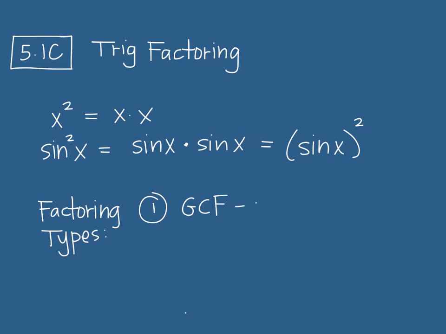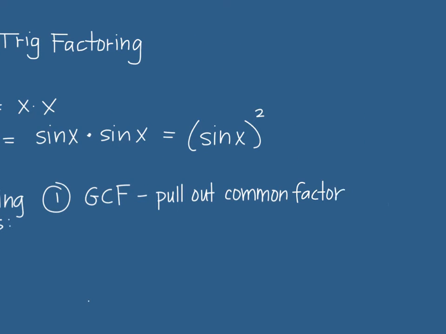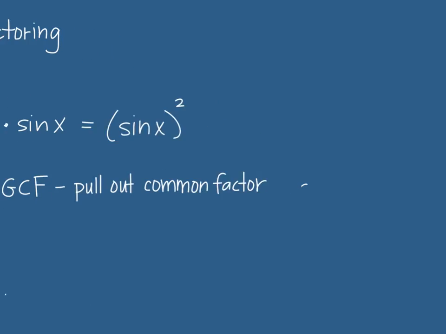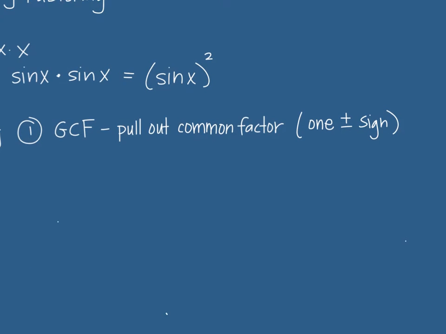So GCF means to pull out what they have in common. Pull out the common factor. That is usually when you have only one plus or minus sign: something plus something or something minus something. You have one of those. That's GCF. We did star. Star works when there are 3 terms, so you have 2 plus or minus signs in the problem: something plus something plus something. There's 2 of them, which means there are 3 terms altogether. That's when you did star.